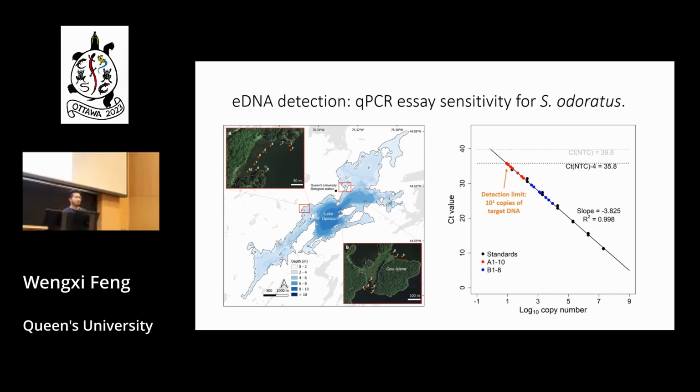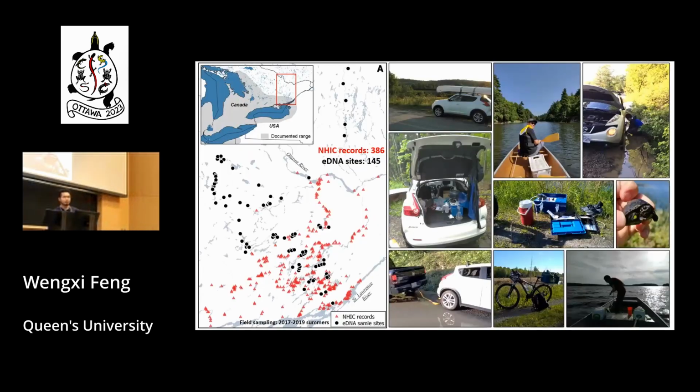So then with this technology developed, we set out to do field trips. On the left side, the map here, again, the red triangles are the NHIC records, and the black dots are where I took samples. So you can see that I took samples not only from where we know turtles occur, but also towards the Algonquin area where this turtle has not been documented at all.